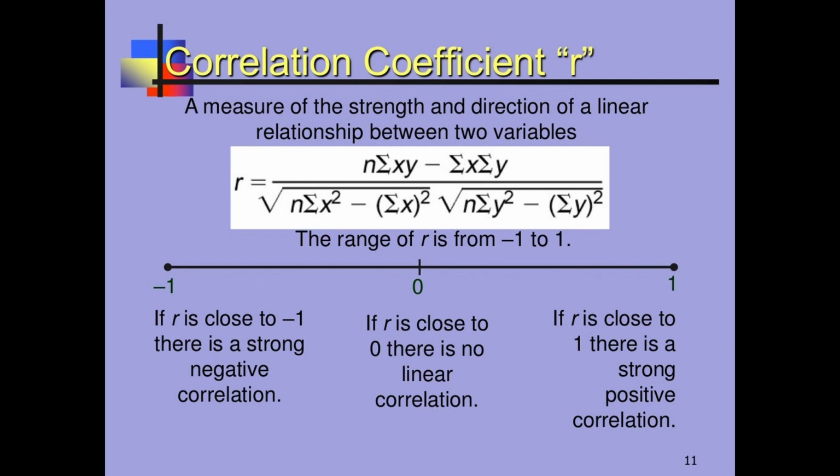The range of R is from -1 to 1. If R is close to -1, there is a strong negative correlation. If R is close to 0, there is no linear correlation. If R is close to 1, there is a strong positive correlation.